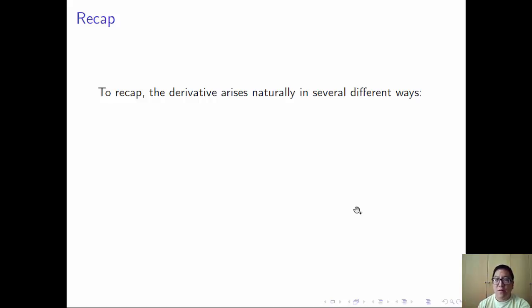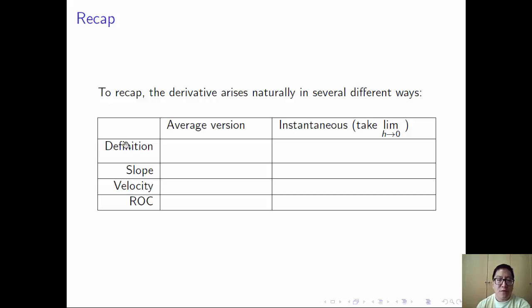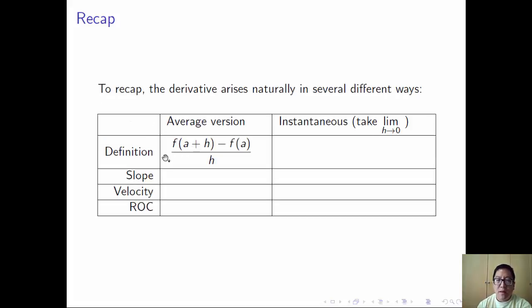So to recap, we've seen that the derivative arises naturally in several different ways: in terms of a mathematical definition, geometrically in terms of slope, physically in terms of velocity, and in general as a rate of change. Each of these four idea areas has an average version and an instantaneous version. So again, starting with the definition. In the definition of the derivative, you start off with a difference quotient, f of a plus h minus f of a all over h, and then when you take the limit as h approaches 0, you get the definition of f prime of a.